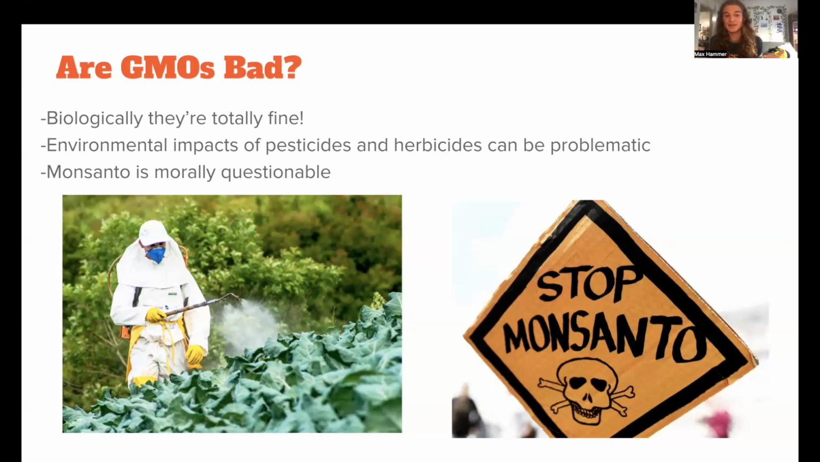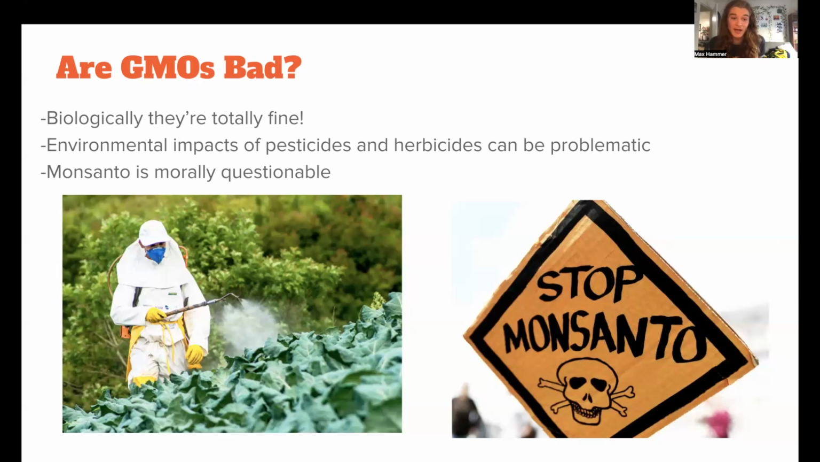But that means that these companies are able to spray a whole lot of these nasty chemicals onto these GMO crops, which can then run off into the environment and do some damage to other insects or other plants. So there's an example of GMOs, which again, biologically, are totally fine, but being used for something that can be environmentally harmful. So we need to ask ourselves what the GMOs are being used for, and is that something that we agree with or disagree with?